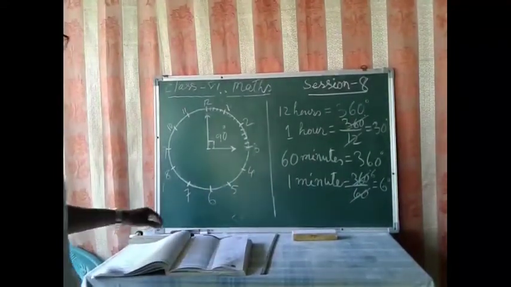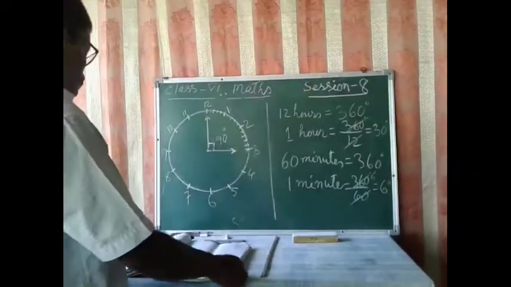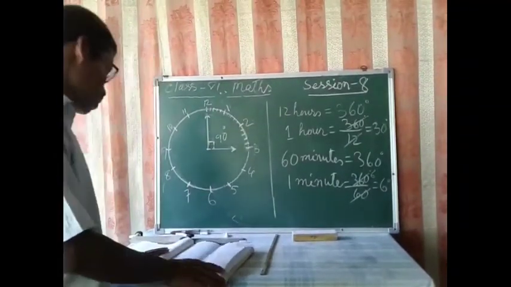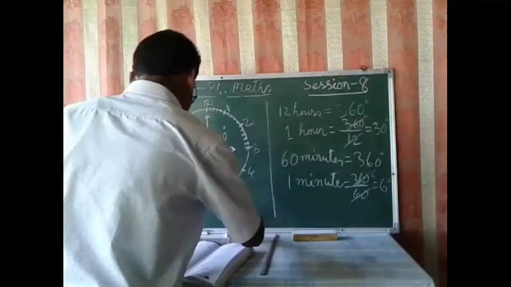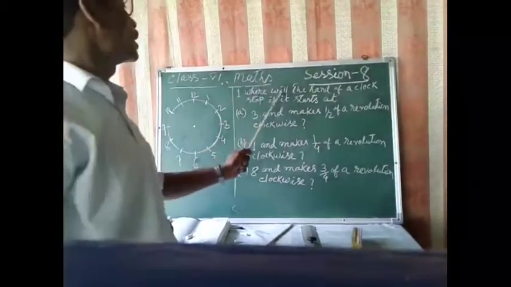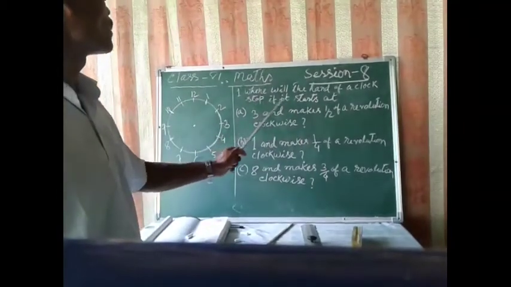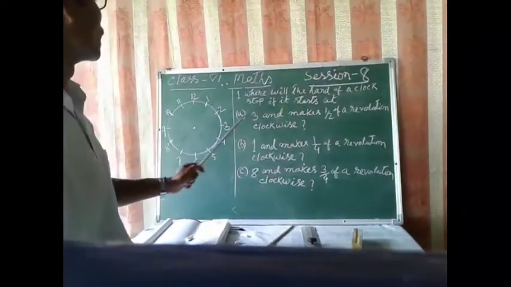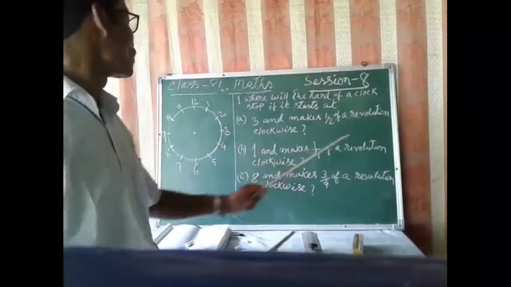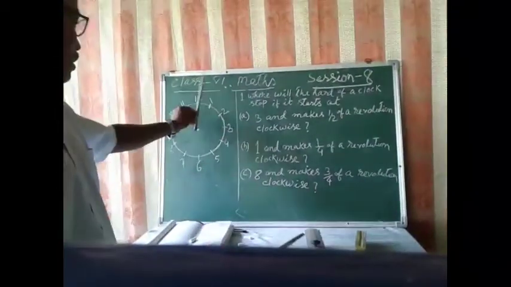Now I want to go through some problems. So the first question is: where will the hand of a clock stop if it starts at 3 and makes half of a revolution clockwise and anti-clockwise?